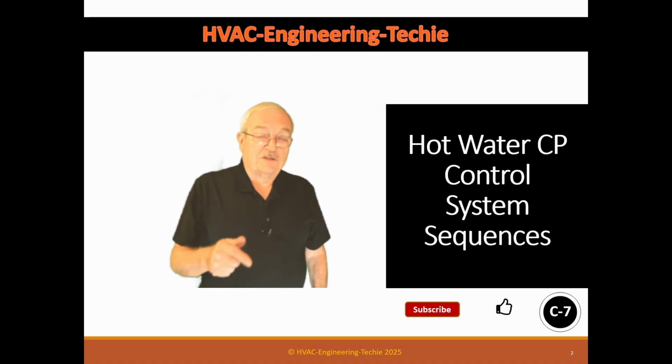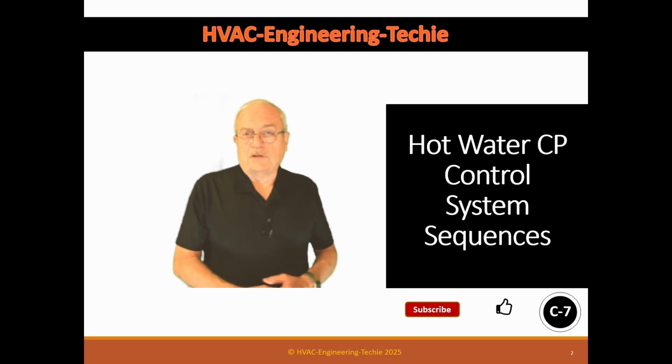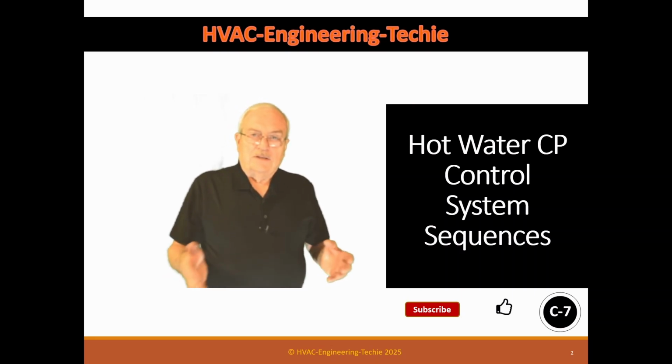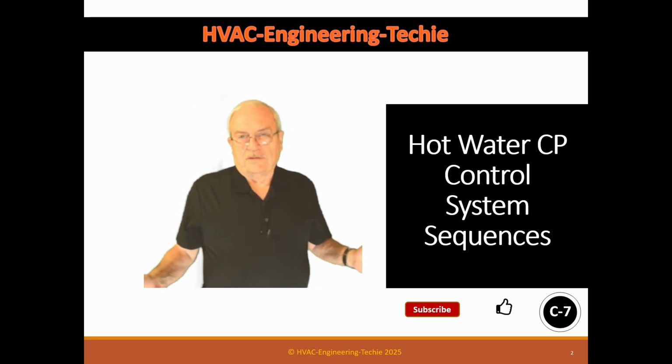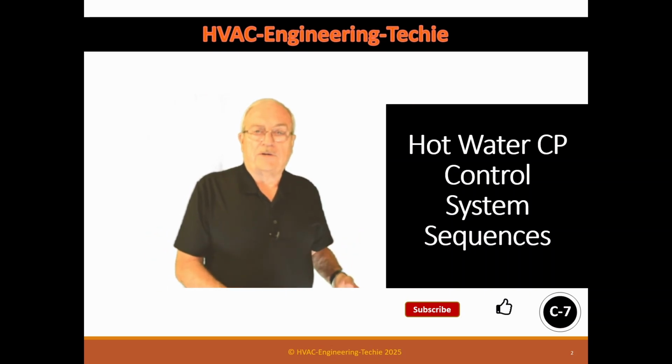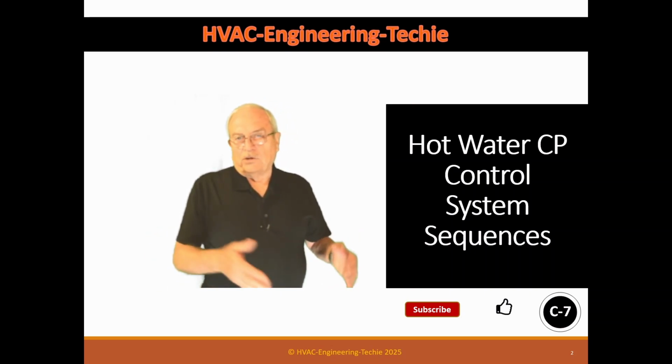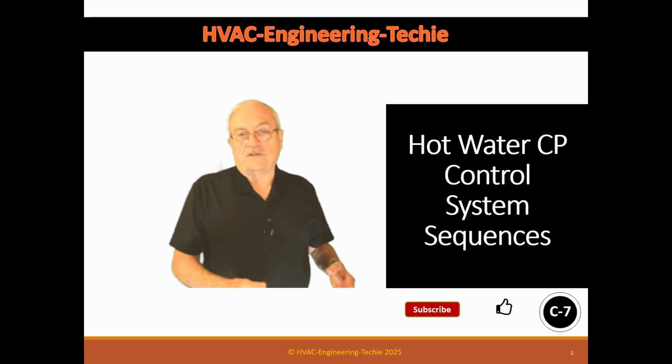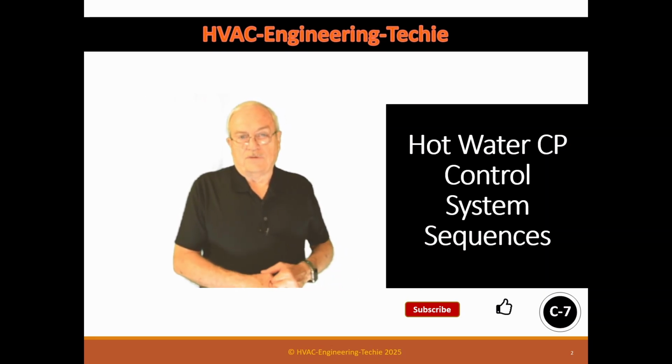Today's lesson is C-7, which is another lesson in our control training series. It's hot water central plant control system sequences. So this is going to take a standard, high-level English language sequence and break it down into component parts, clear down into reset sequences, and how those actually function.